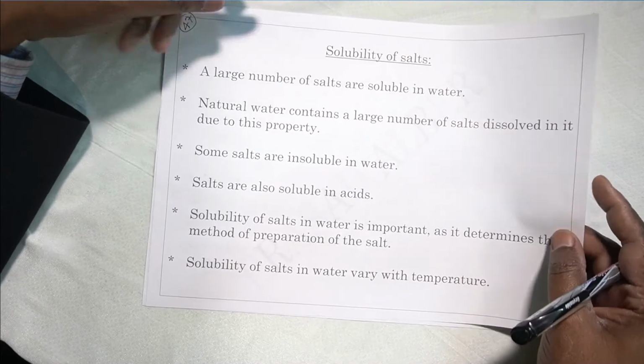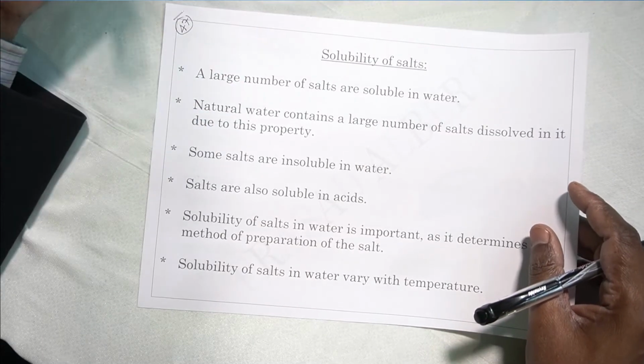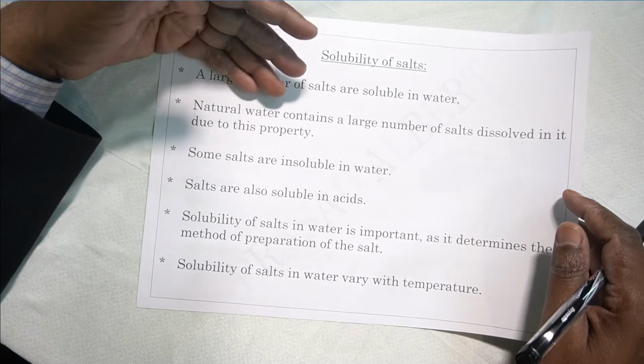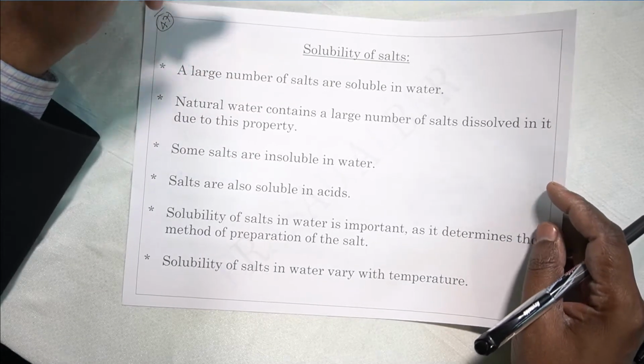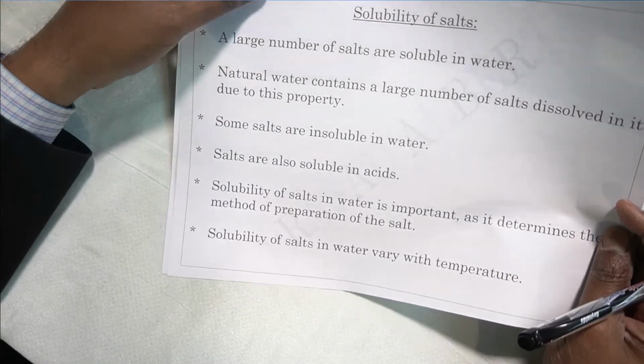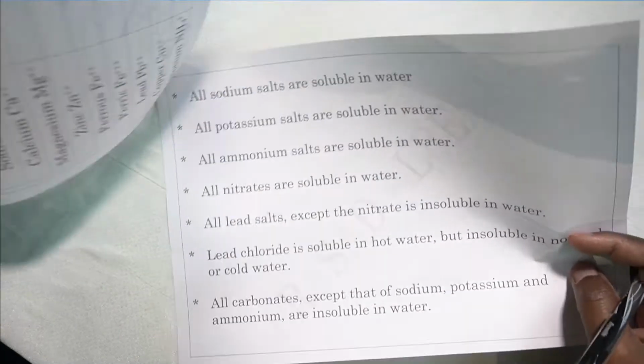It is important to know whether a particular salt is soluble or not. Why? Because with the knowledge of solubility only can we decide what method to use to prepare a salt. Solubility of salts also varies with temperature. Even though we dissolve in water, the solubility changes with the change in temperature.